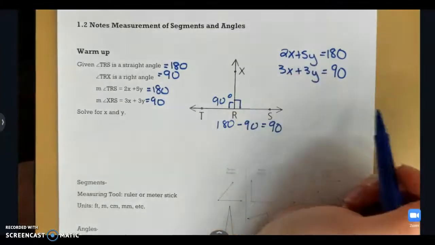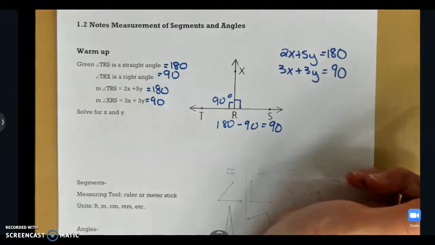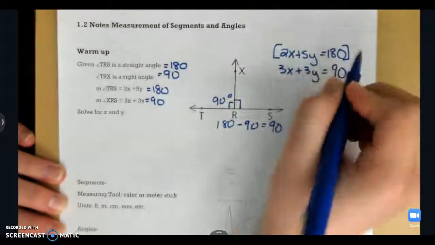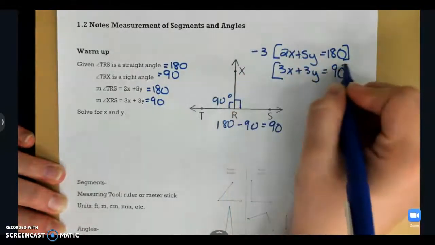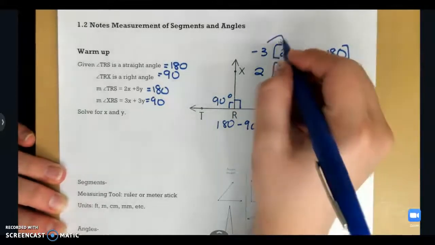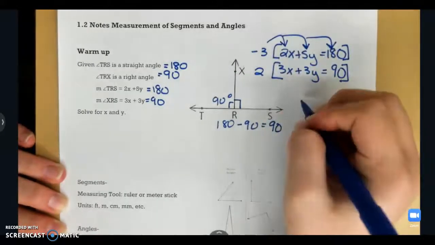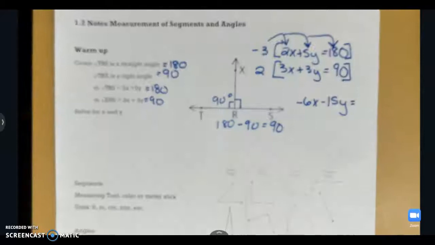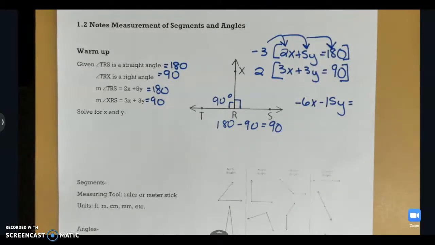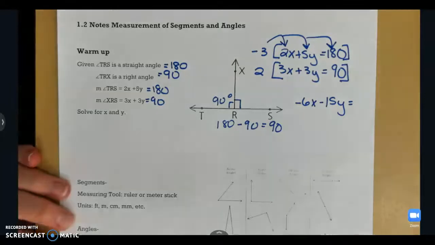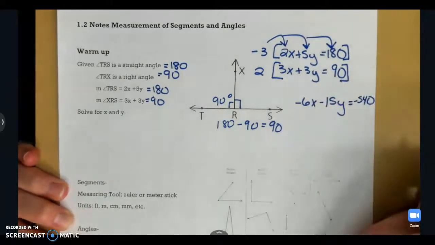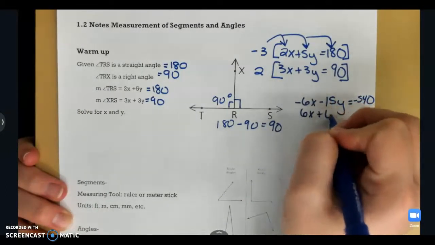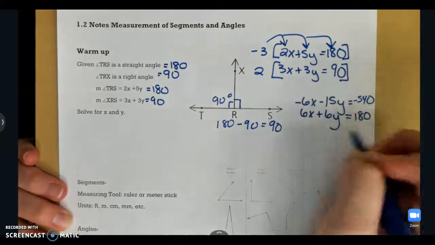I want to cancel my x's, so my least common multiple between 2 and 3 is going to be 6, and one of them needs to be positive, one of them needs to be negative. So I'm going to multiply this top equation by -3, and my bottom equation by +2. For my top equation, when I distribute that -3, I get -6x minus 15y is equal to 180 times 3 is 540, so that's -540. Then I get, with my second equation, 6x plus 6y is equal to 180.